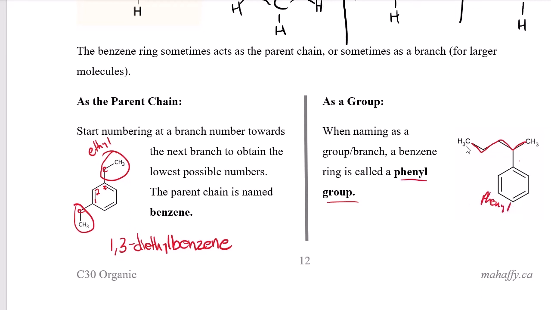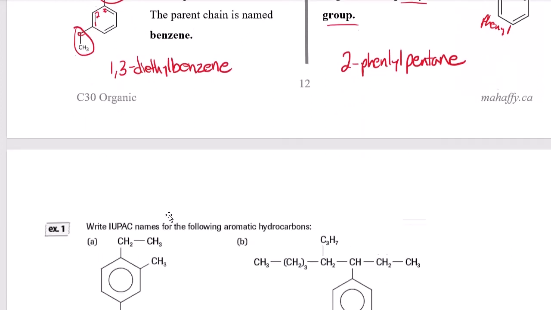And then I would number it on the backbone like I have before. So this backbone's got 1, 2, 3, 4, 5 carbons. We number from the side closest to the group. 1, 2, 3, 4, 5. So this would be 2-phenylpentane. Okay, so you have to evaluate if you can name it as the backbone. If so, you do. And then it's a benzene backbone. Otherwise, it can get named as a phenyl group.